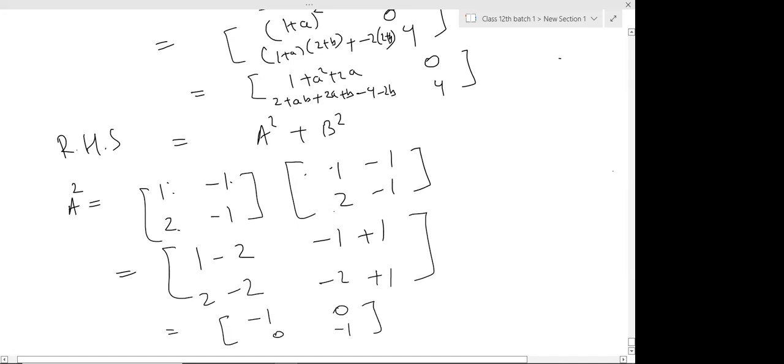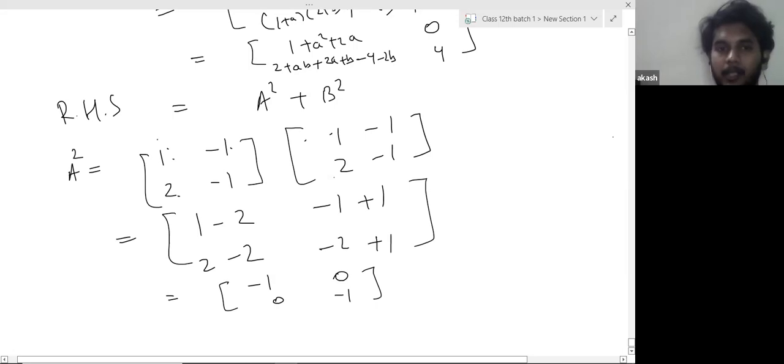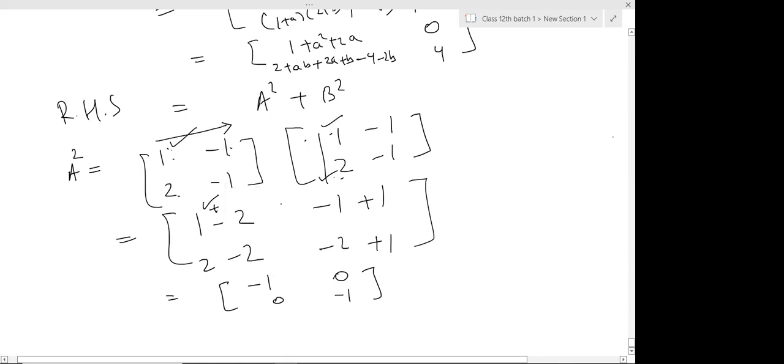Sir, can you please show once more how you do the multiplication? All right. Take this row and the first column. So 1 times 1 is 1. And we should have added plus minus 1 into 2, minus 2. Right? So plus minus is minus. So I wrote directly minus 2. Is this clear, Shekhani? Yes, that's clear.